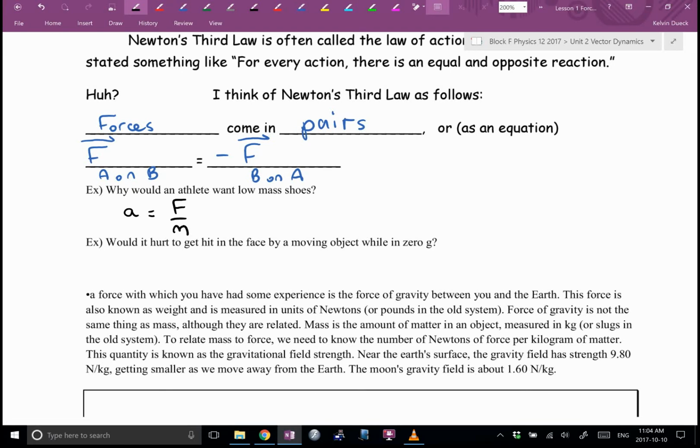And if you divide by a smaller number, what happens to A? What happens to the answer? If the number on the bottom gets smaller, your answer gets bigger, more acceleration. Okay. Why don't they run barefoot? Because wouldn't that be the logical next step? Not on a professional track. We could sweep the track off.